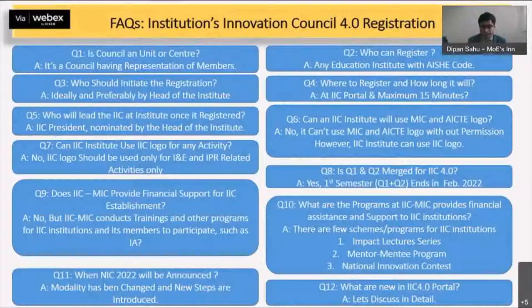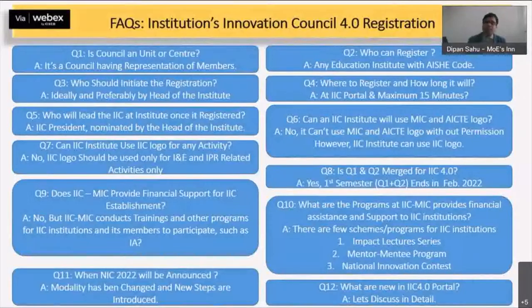Another frequently asked question is, does IIC and MIC provide financial support for IIC establishment? No. For establishment of IIC, there is no fee required. It is completely free. Also, we never give money to the institutions. MIC and AICT conduct so many programs for our IIC institutions, for our faculty members.